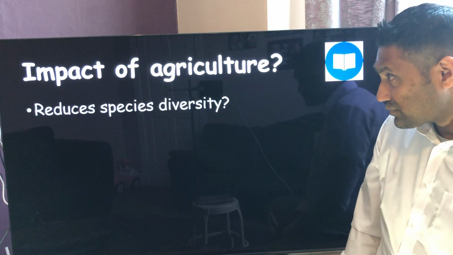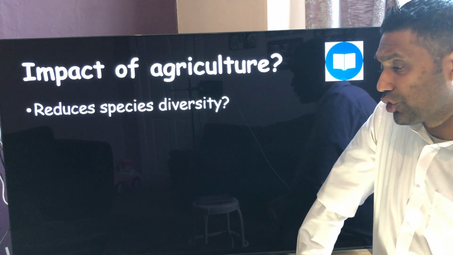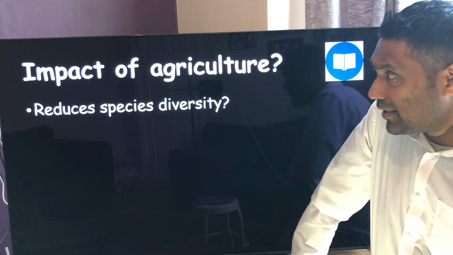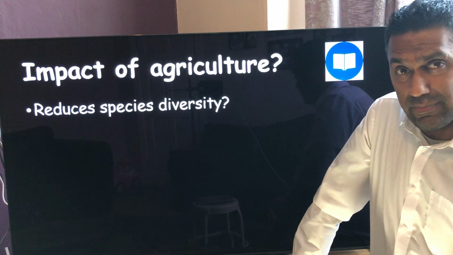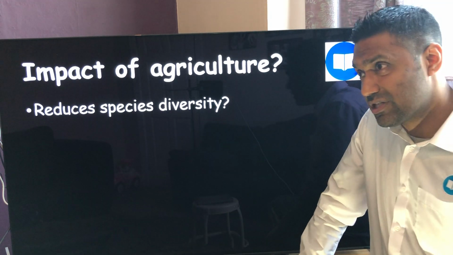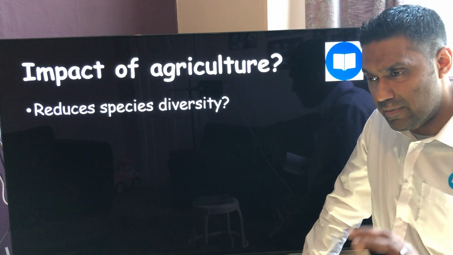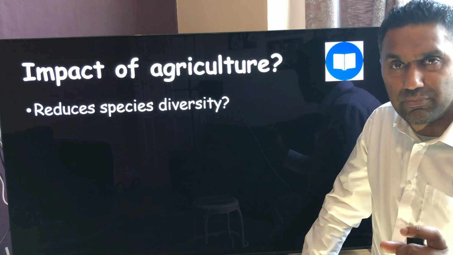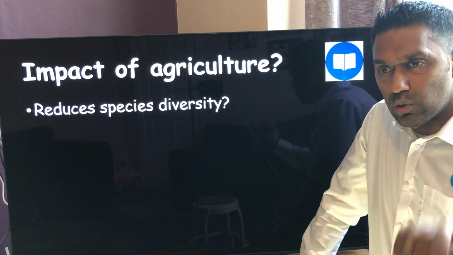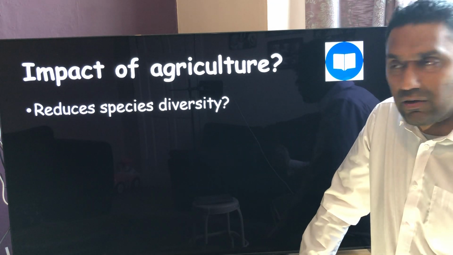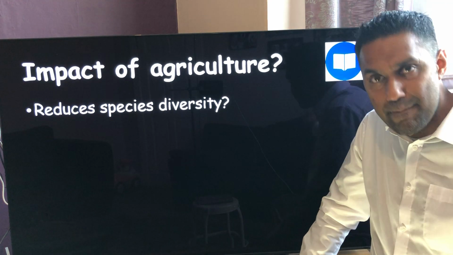But what does agriculture do? Intensive farming reduces species diversity. So there's two types of farming. You've got intensive farming, and you've got obviously organic, small hold farms as well, like little family farms. Small hold farms are going to be obviously better, but obviously any kind of agriculture is going to impact the land around it.